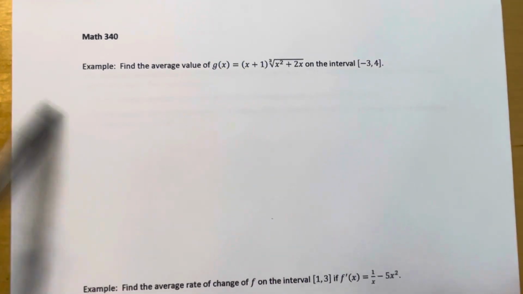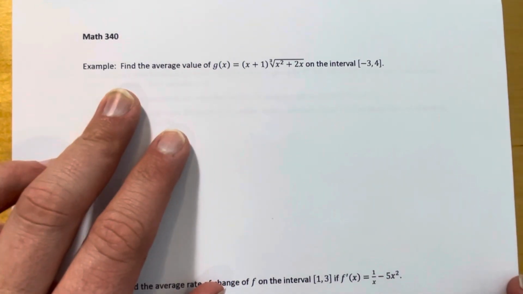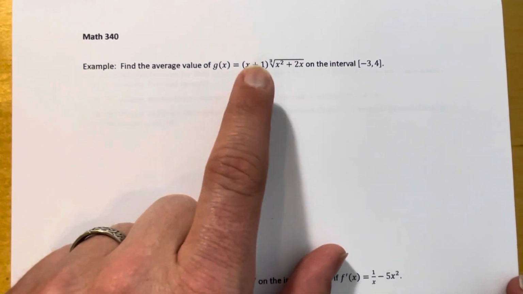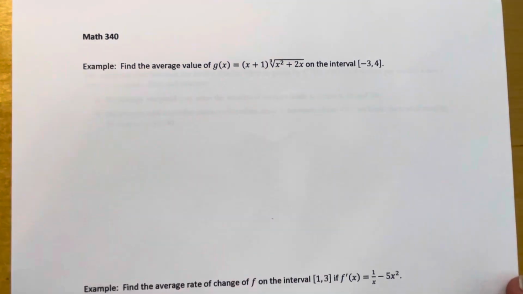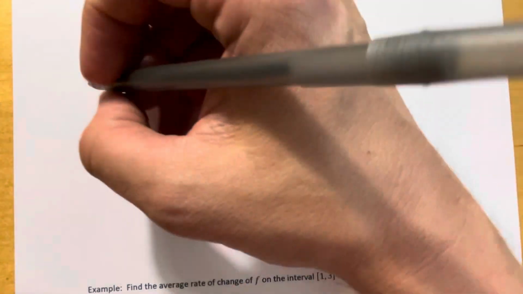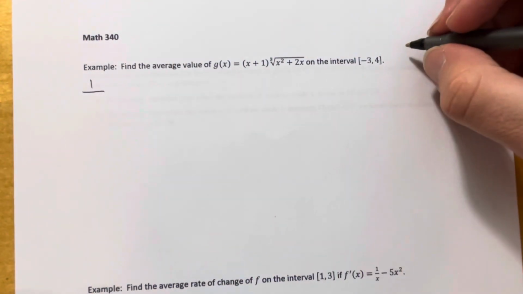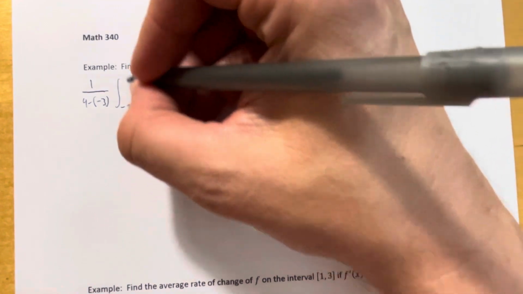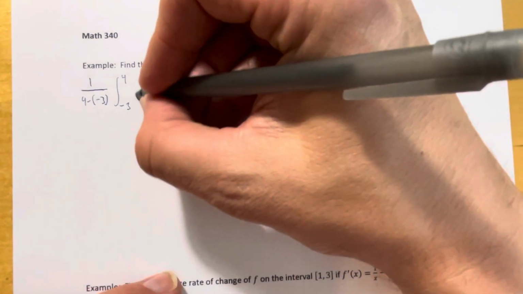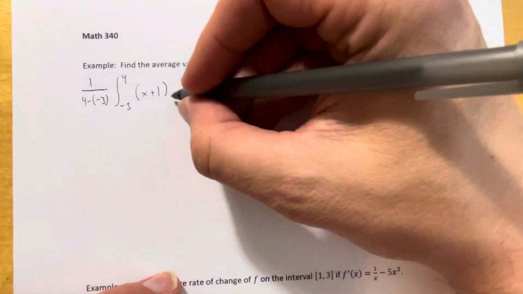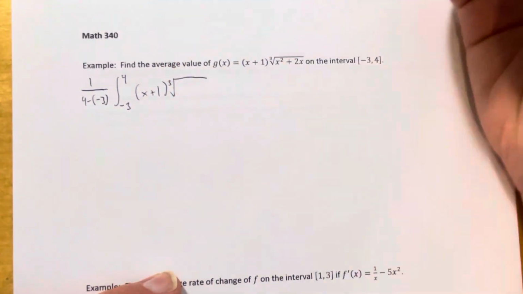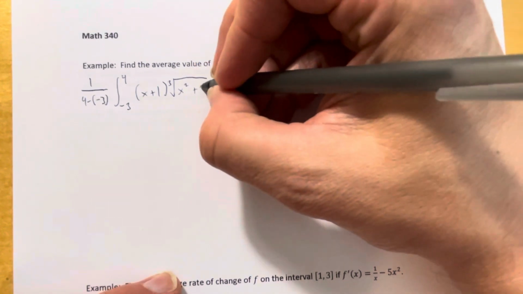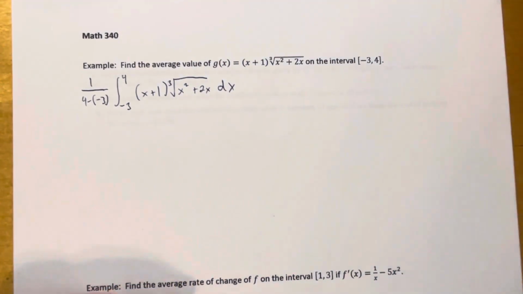Let's try this one. It's a more complicated looking function. I want to find the average value of g of x equals x plus 1 times the cube root of x squared plus 2x on this interval. Same concept. 1 over 4 minus negative 3 times the integral from negative 3 to 4 of x plus 1 times the cube root of x squared plus 2x dx. So this is the same idea, but the function is much more complicated looking.